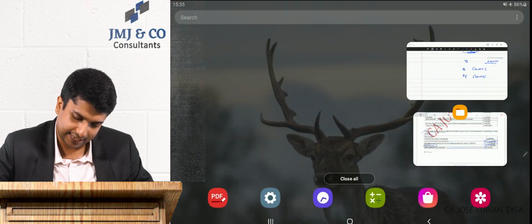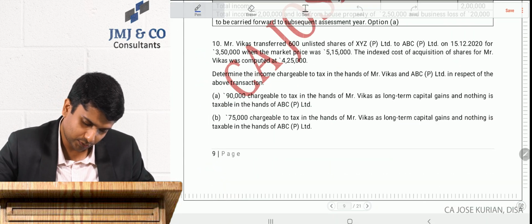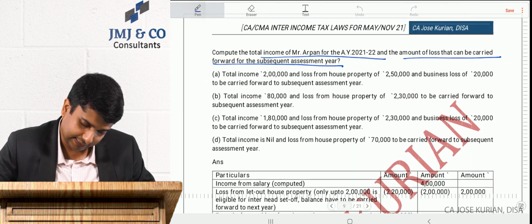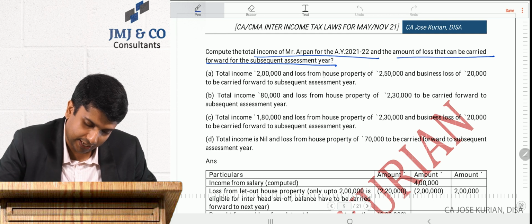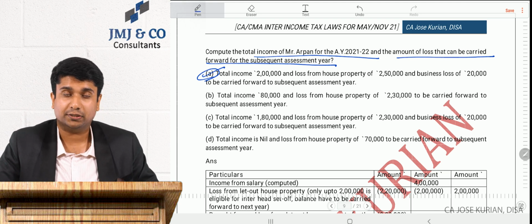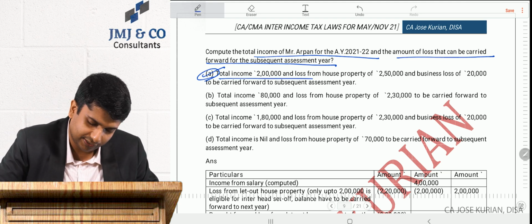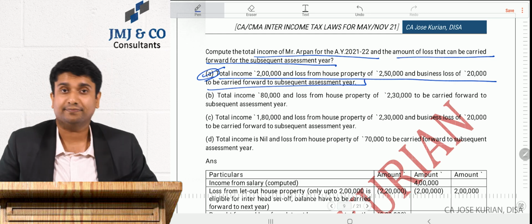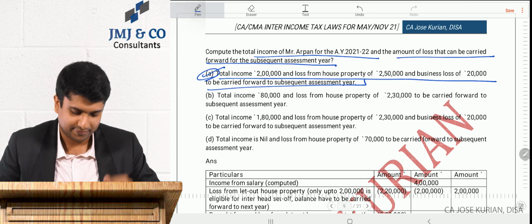So let's see, is there an answer like that? The options are: total income 2 lakh, loss from house property 250, business loss 20,000. I think option A is the right option for this particular question. So the first option is the right one. I hope it is also clear.